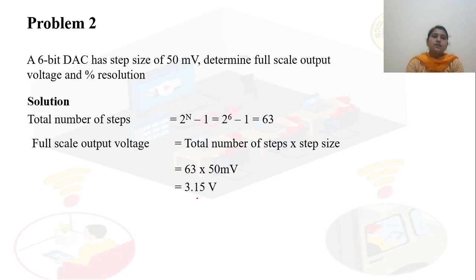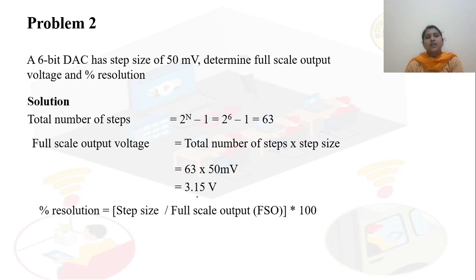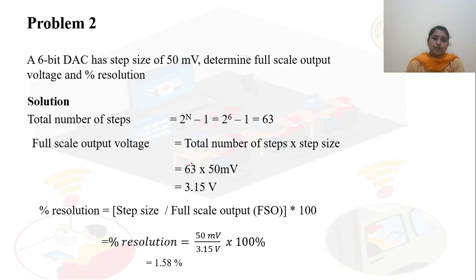So next is the percentage resolution. Percentage resolution is equal to step size divided by full scale output voltage. So step size is 50 millivolt and we get 3.15 volt as full scale output voltage. So percentage resolution is 50 millivolt divided by 3.15 volt multiplied by 100, that is 1.58%. Shall we move on to the next problem?